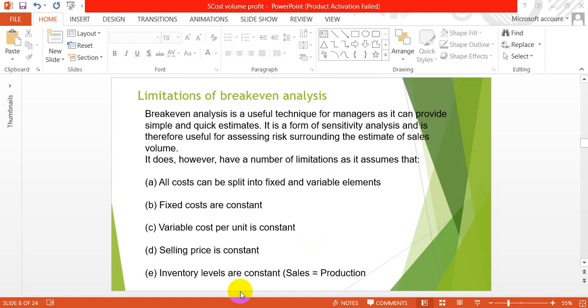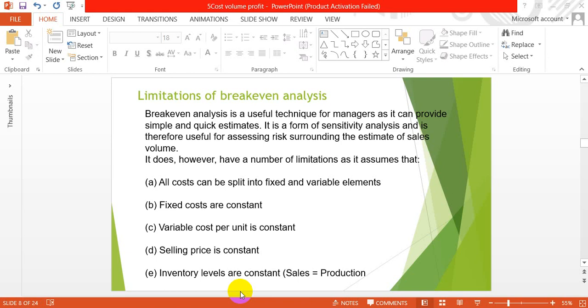Break-even analysis is a useful technique for managers as it can provide the managers with simple and quick estimates. It is a form of sensitivity analysis and is therefore useful for assessing risk surrounding the estimate of sales volumes. However, it does have a number of limitations since it assumes that all costs can be split into fixed and variable costs.